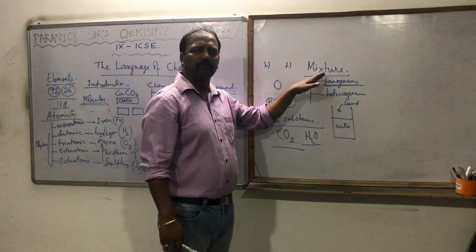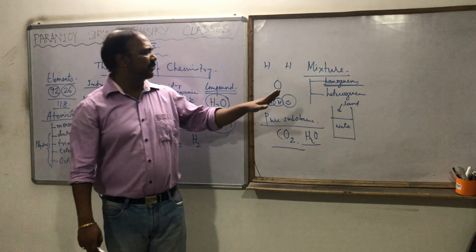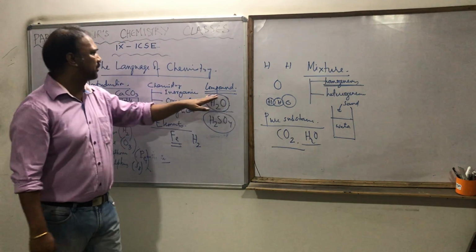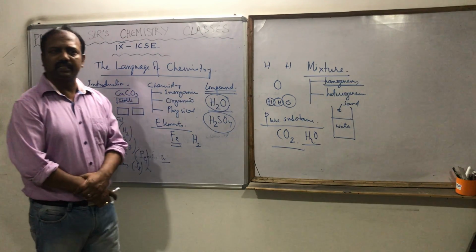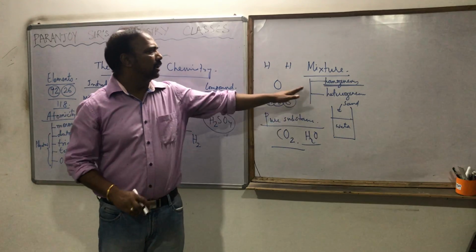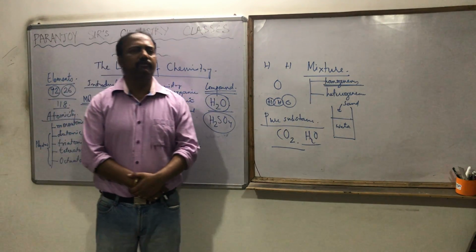And lastly, what did we study? The mixture. Before that we studied pure substance. Pure substance means either the compound, the molecule, or the elements. These are pure substances, a particular type of substance where purity is there. Now, what is a mixture? A mixture can be of 2 types. What are the 2 types of mixture?